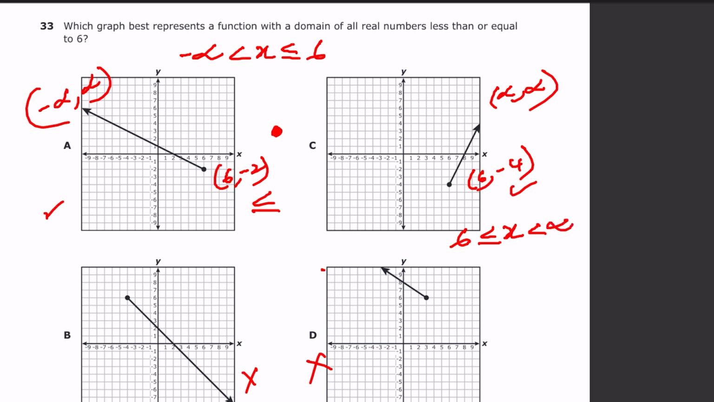So you can see that here all x is greater than or equal to 6 in this case, and here x is less than or equal to 6. So we are searching for the graph whose domain is all real numbers less than or equal to 6. So we are getting it in option A. Therefore it is option A.